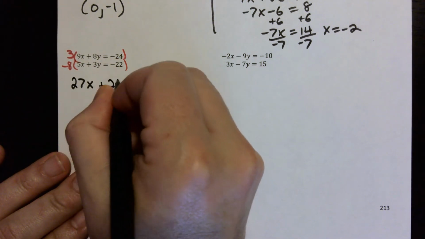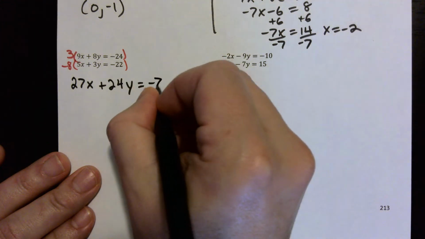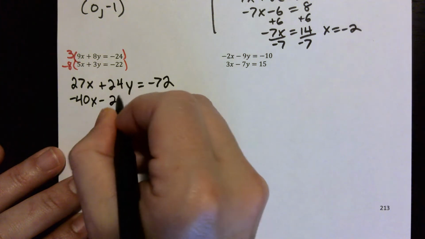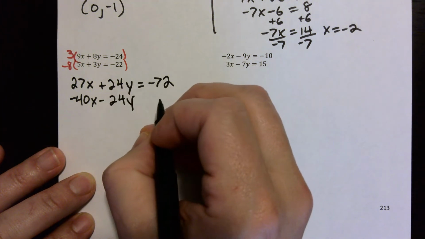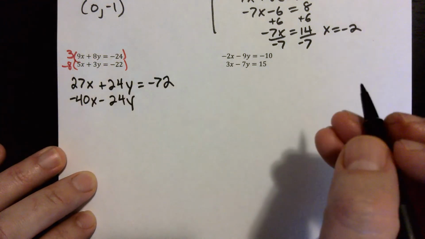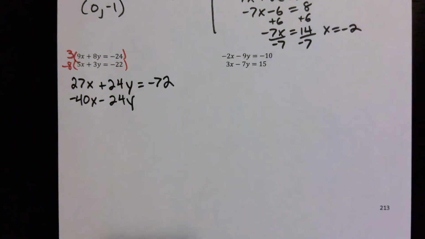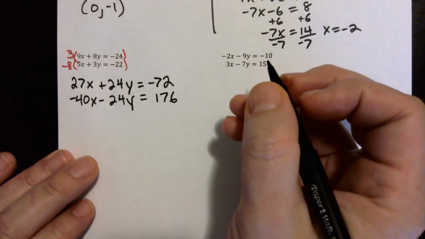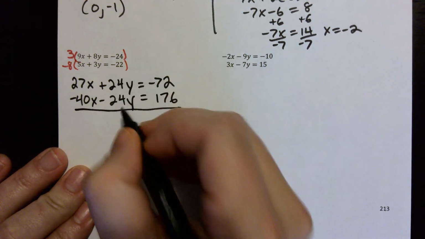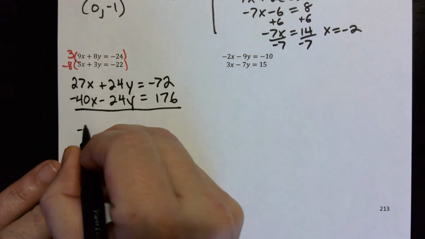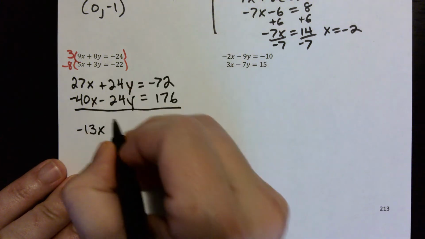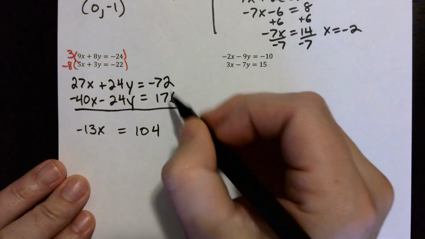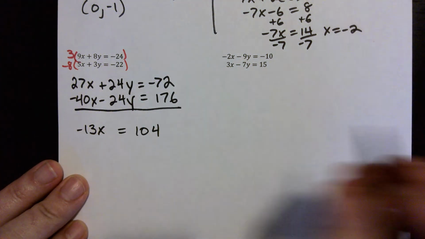Okay, so I'll distribute to all those terms, and that will give me 27x plus 24y equals negative 72, and then negative 40x minus 24y equals, let's see, negative 8 times negative 22. That would be 176. Positive, because it's a negative times a negative. Okay, add these down. This middle term cancels. So 27 minus 40x is negative 13x. Okay, this one cancels, so it's equal to, and that's going to be 104. Okay, 176 minus 72 is 104.